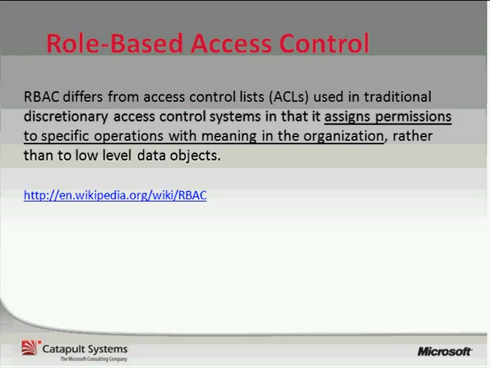So let's talk about RBAC, because I know we've mentioned it a couple of times. Let's talk about some advantages and components of RBAC. RBAC is role-based access control. This differs greatly from your old ACLs, your access control lists, that use traditional discretionary access control. The main thing to know here is that RBAC assigns permissions to specific operations with meaning in an organization, rather than to the low-level data objects themselves. There's an excellent wiki article that you can find. I've got the link up there, and I believe these are made available to you later.